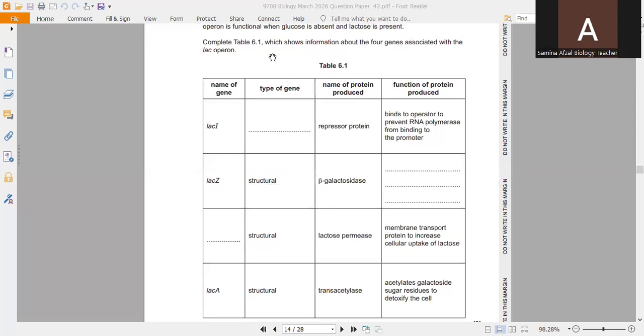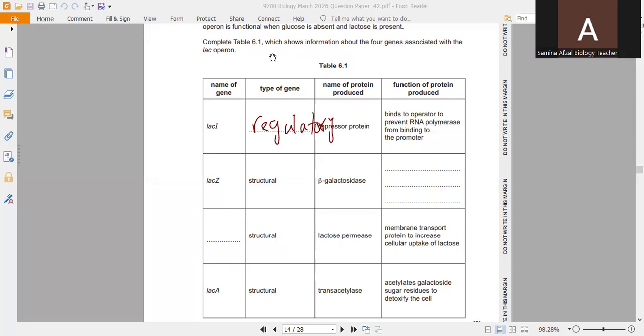So here they have given lacI, and we have to tell the type of the gene. The name of the protein which is produced is the repressor protein. The function of the protein produced is that it binds to the operator to prevent RNA polymerase from binding to the promoter. So the type of the gene which will do this is the regulatory gene.